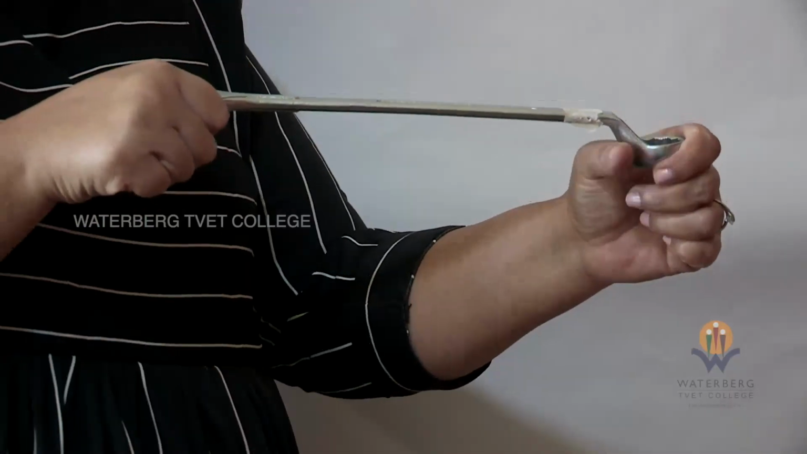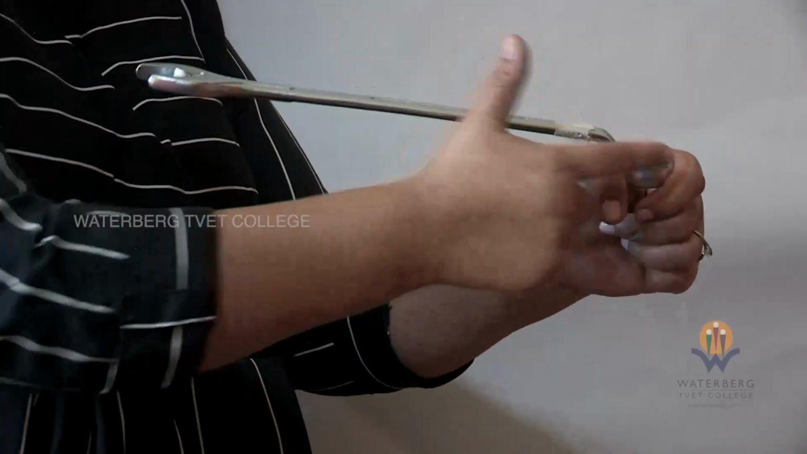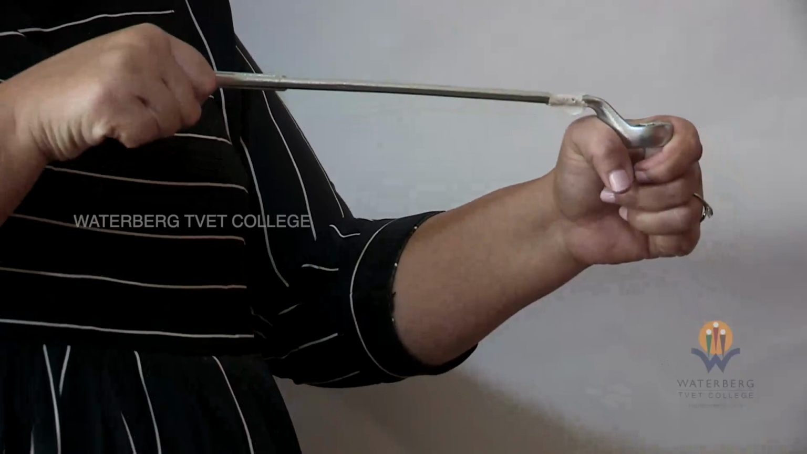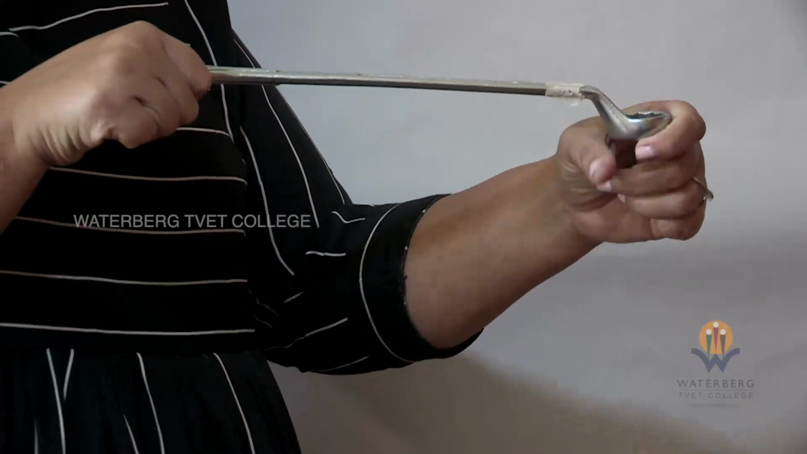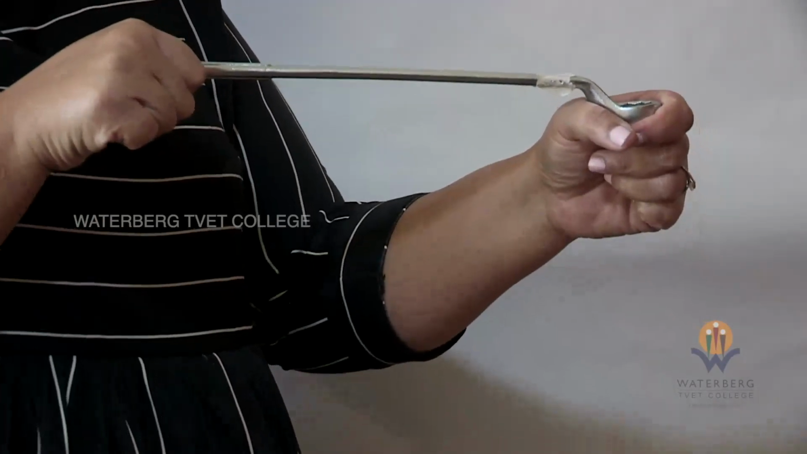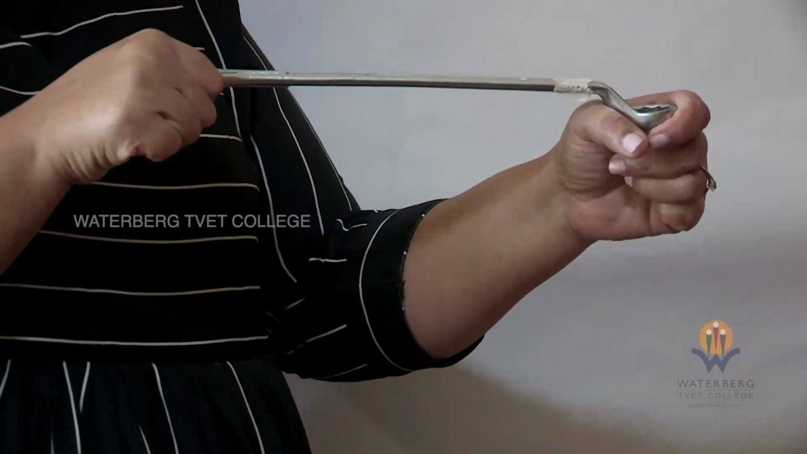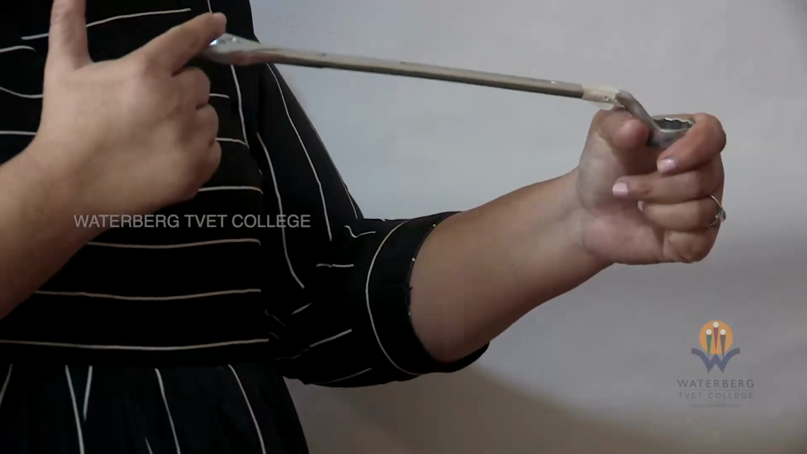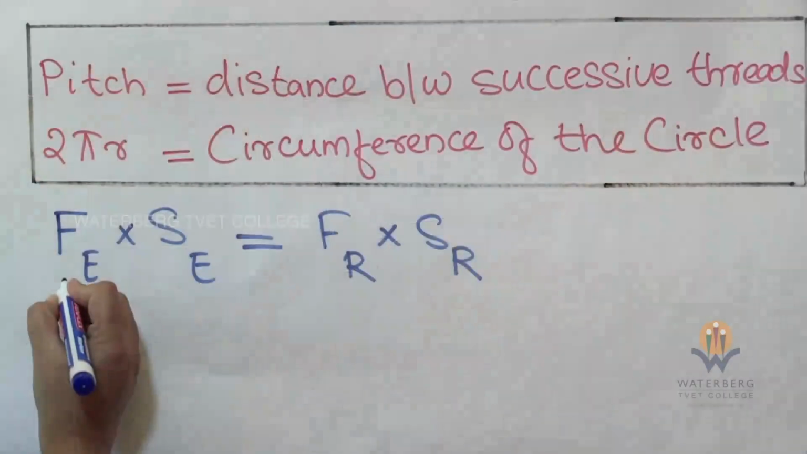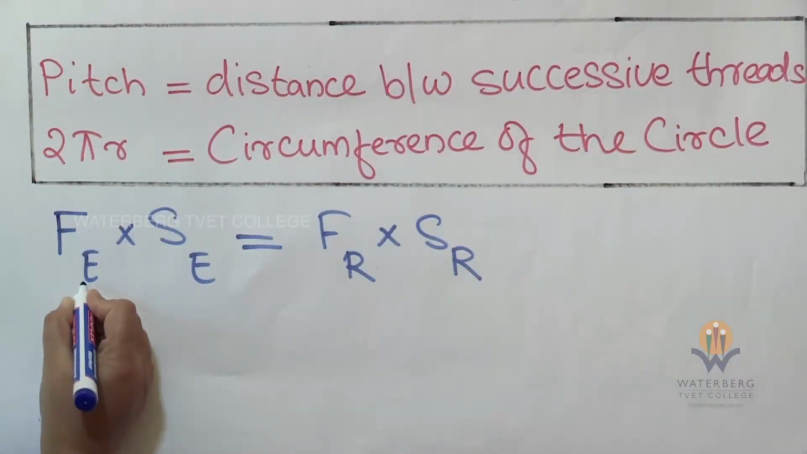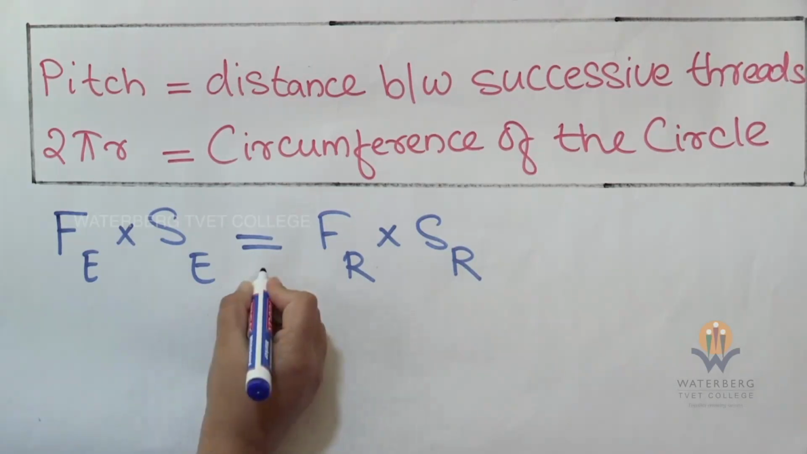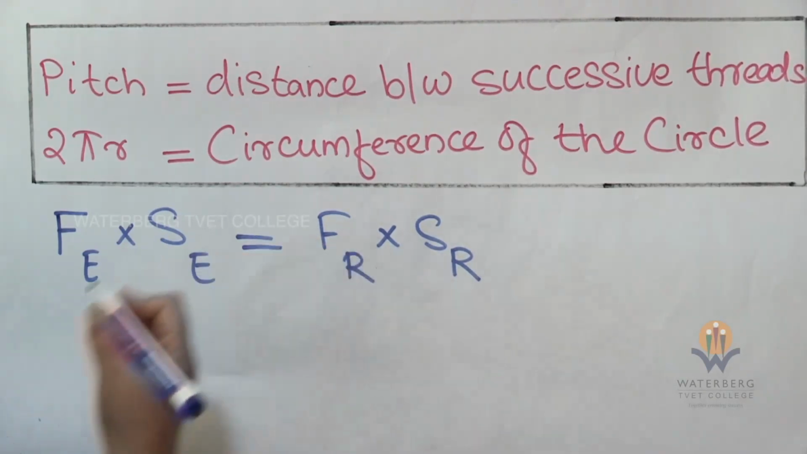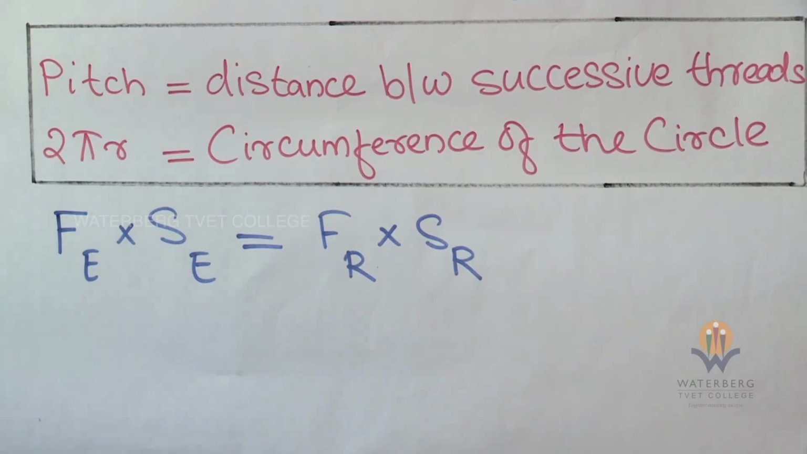This is the center of the circle, and from here up to here is the radius of the circle. So if a question mentions using a spanner, then we know that the radius of the circle will be the length of the spanner. Law of simple machine: effort force multiplied by effort distance equals resistance force multiplied by resistance distance.